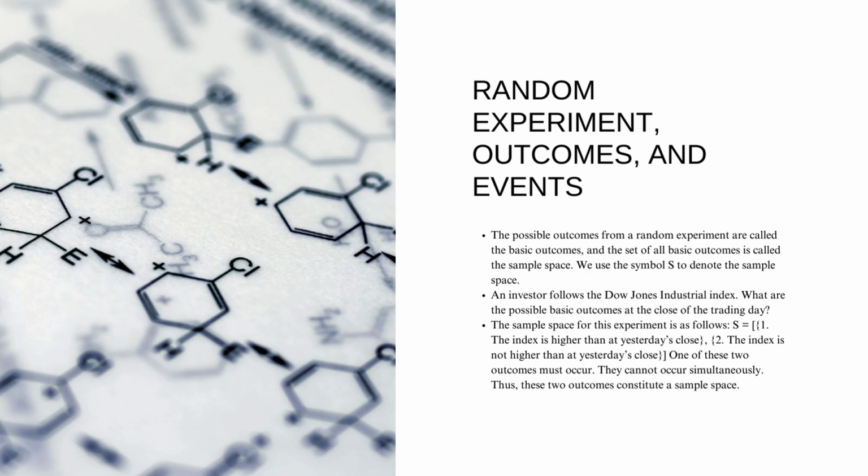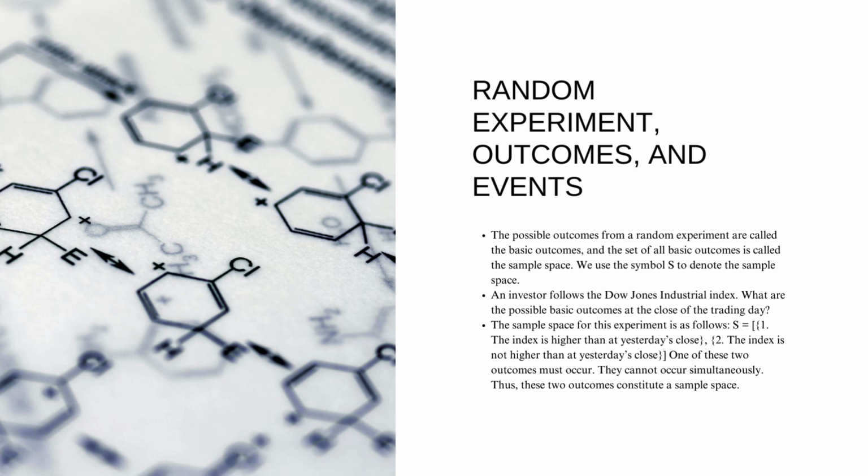The possible outcomes from a random experiment are called the basic outcomes, and the set of all basic outcomes is called the sample space. We use the symbol S to denote the sample space. An investor follows the Dow Jones Industrial Index. What are the possible basic outcomes at the close of the trading day?